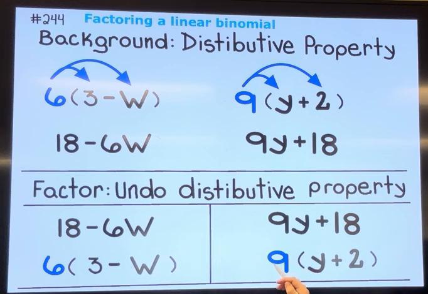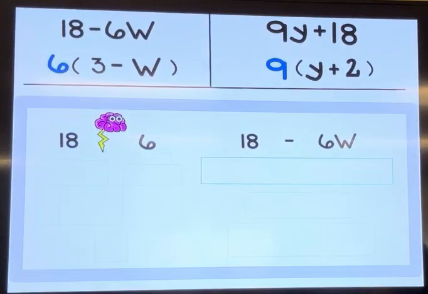It's always a good idea to redistribute in your mind just to verify. So if I go 9 times y, I get back to 9y, and 9 times 2 is 18. I haven't done one like this, but if this was just the number 9 sitting here and I took out a 9, that doesn't mean that 0 is left over. There would be 1 left over because I'd need a 1 sitting here to have 9 times 1 get me back to 9.